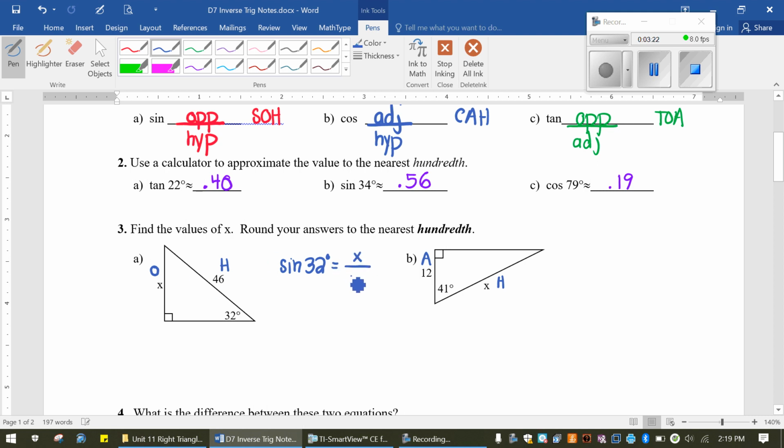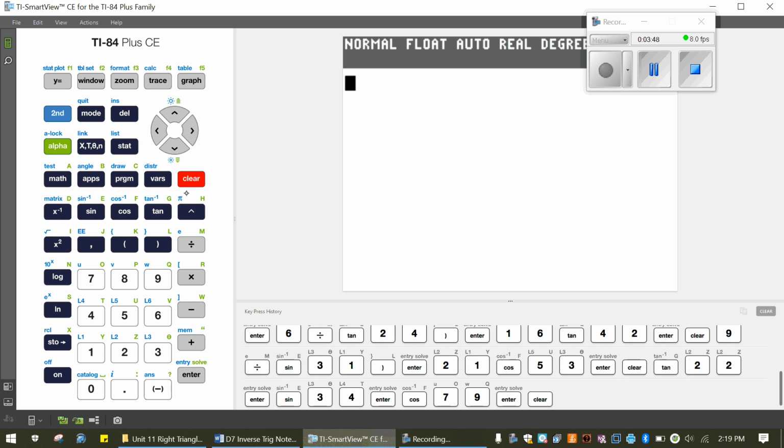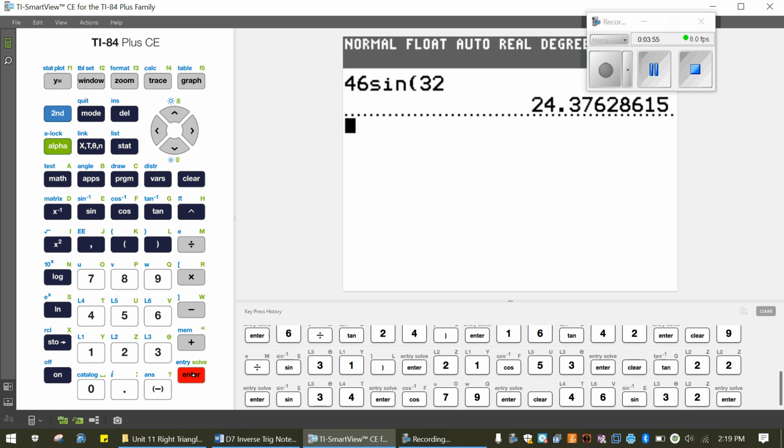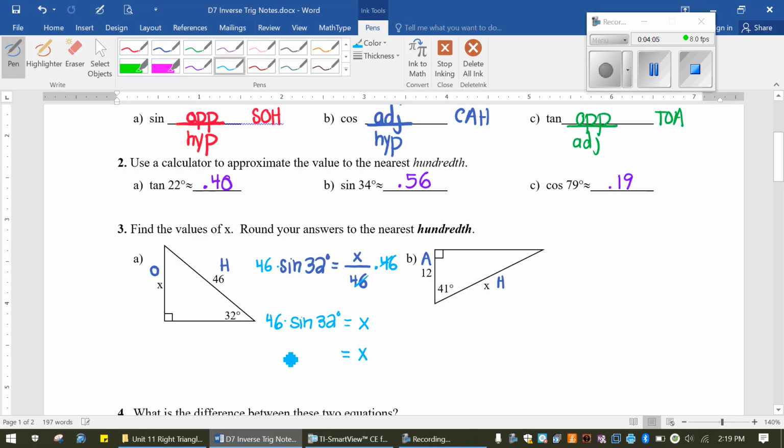So the sine of 32 degrees equals opposite over hypotenuse. To get x alone, we need to multiply both sides by 46. So we will type in 46 times the sine of 32 degrees to equal x. Go back to our calculator: 46 times the sine 32. And what we get is 24.38.